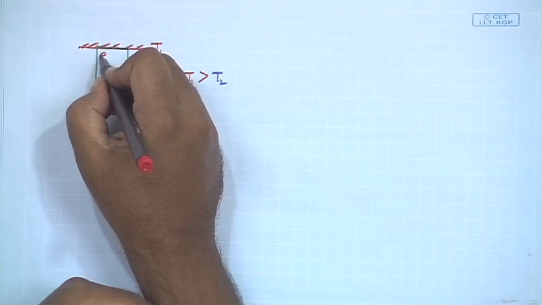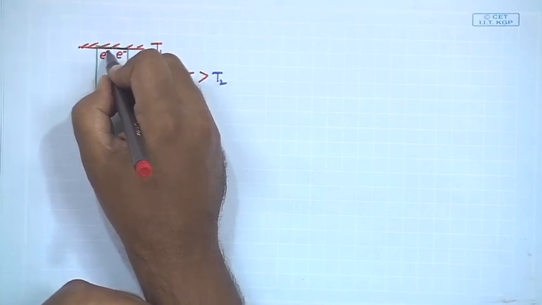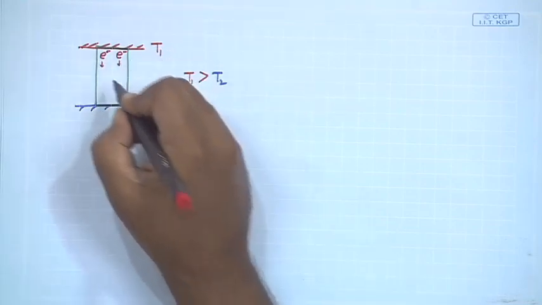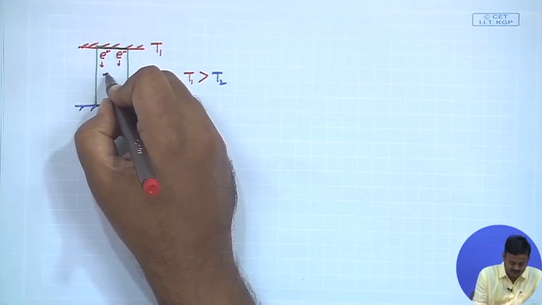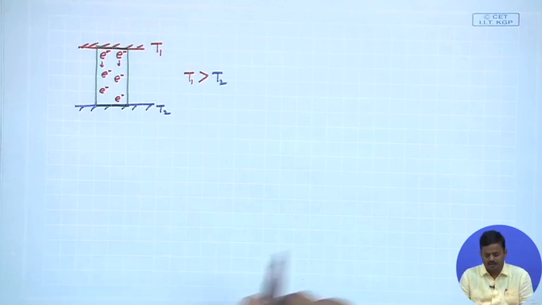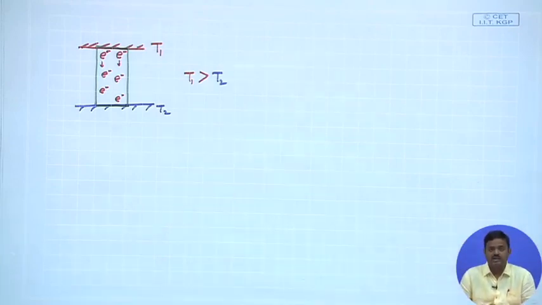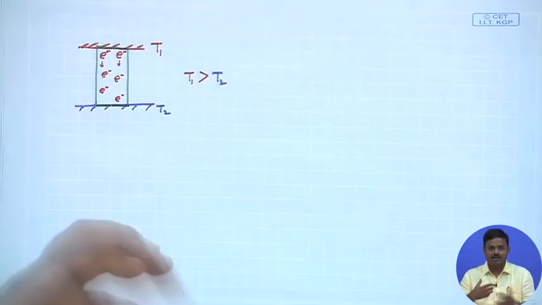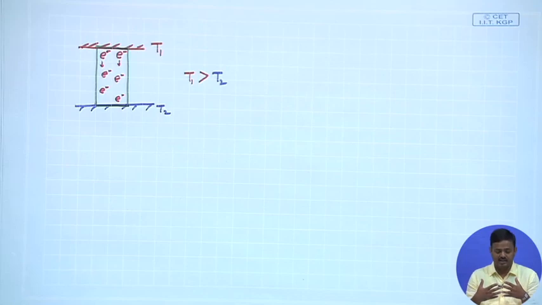The electrons that are close to the hot end get more energized, and then they will start vibrating at a more vigorous rate compared to the electrons that are away, right. The net result is there will be an effective migration of electrons from the hotter end to the colder end. Okay. So, let me write it down.